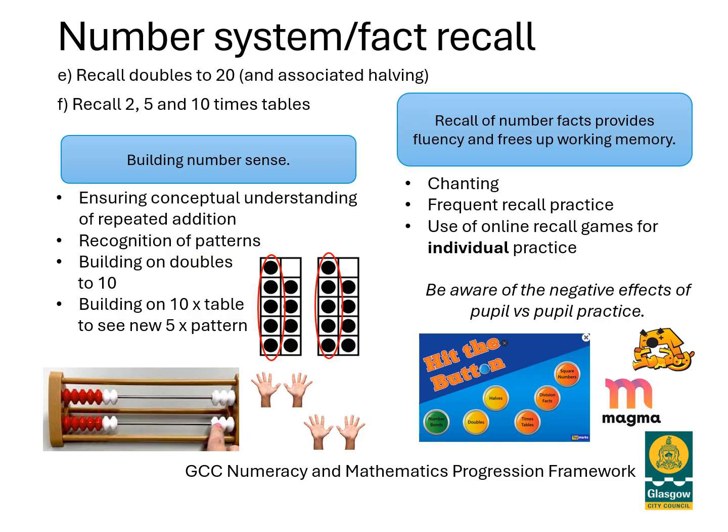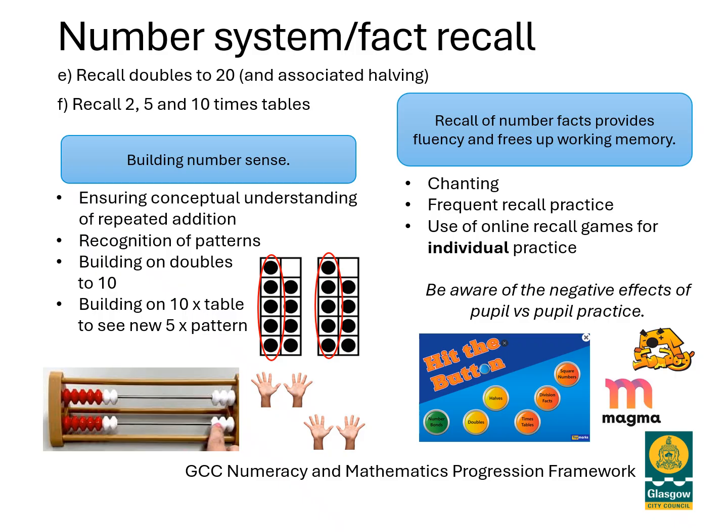So within the progression, in P2, we will have secured our knowledge of doubles to 10, and we'll already have looked at the relationship between number bonds to 10, like 9 and 1, and also to 20, like 19 and 1, so a related fact, 9 and 1 and 19 and 1.